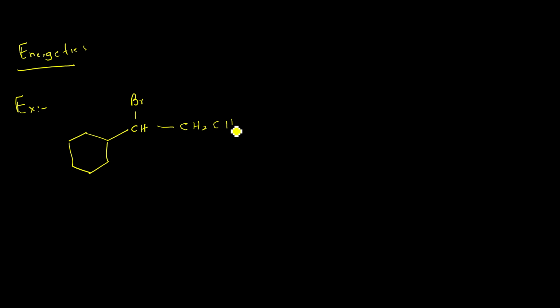Now, when do you look at the energetics? From energetics, what we are trying to do here is identify in which position of our molecule the reaction would happen. If I take an example, let's take a molecule like this. Here we have a benzene ring. Here we have CH, here we have Br. Here we have CH2, CH2 and Br.